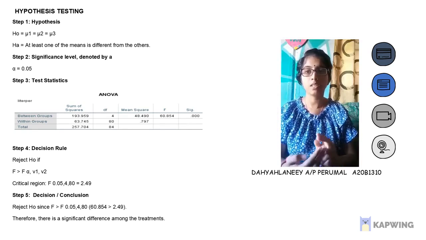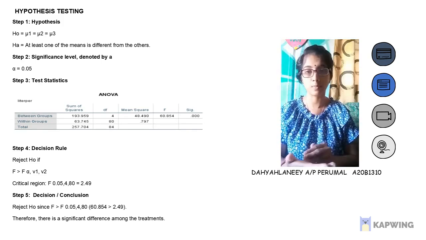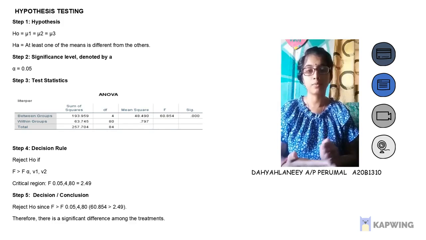The second step is significance level denoted by alpha. So we use 0.05 as alpha in this testing. In step 3, test statistic. So we need to do the ANOVA test in SPSS to do the 4th and 5th steps.